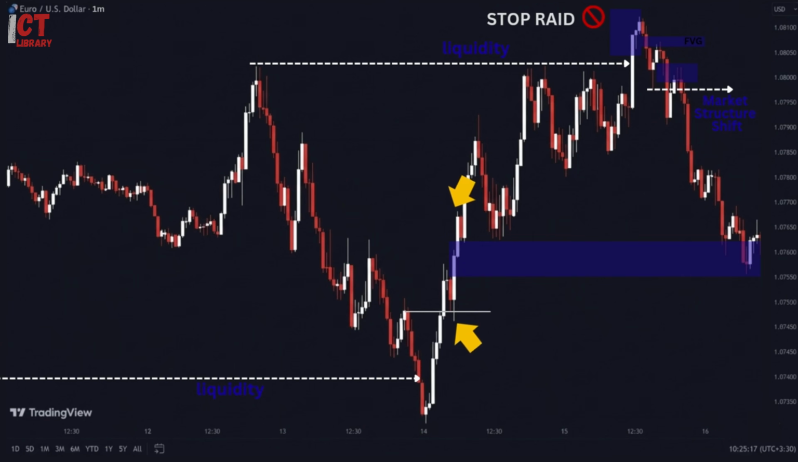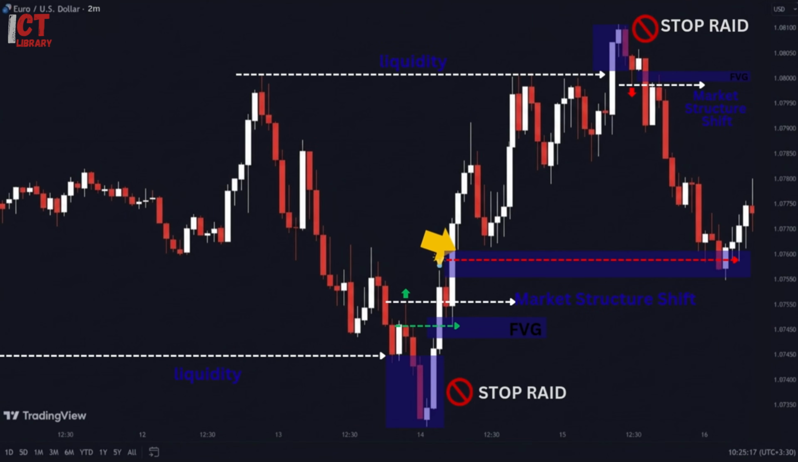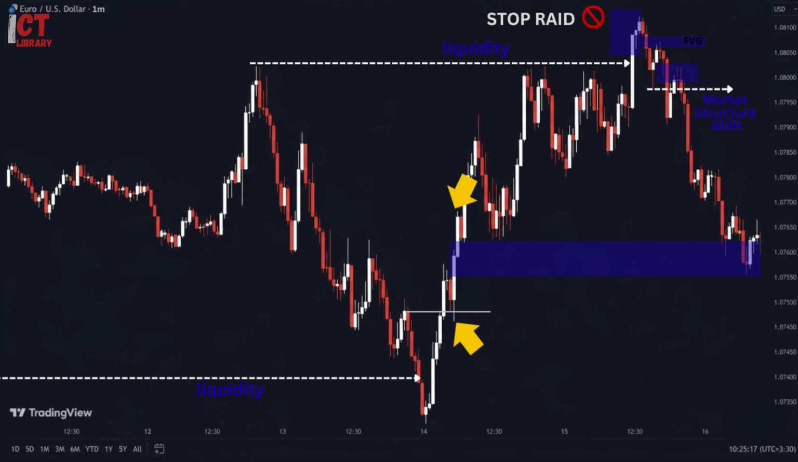Eventually price moves toward the 50% level of the range. That equilibrium level appears right here. And notice how the imbalance aligns with it. If you zoom out to a 2-minute chart, that same imbalance appears as a single candle opening. On the 1-minute chart it appears as two candles. This is why moving between the 3-minute, 2-minute, and 1-minute charts becomes useful. Each perspective reveals additional structure.